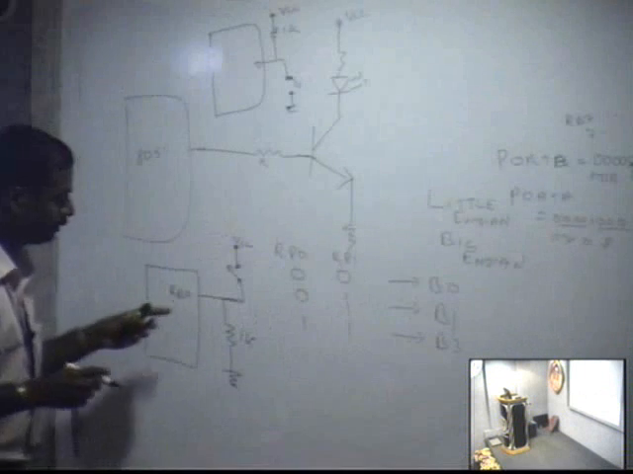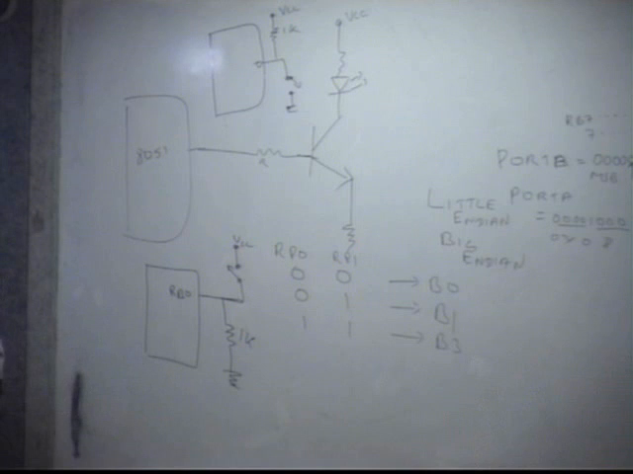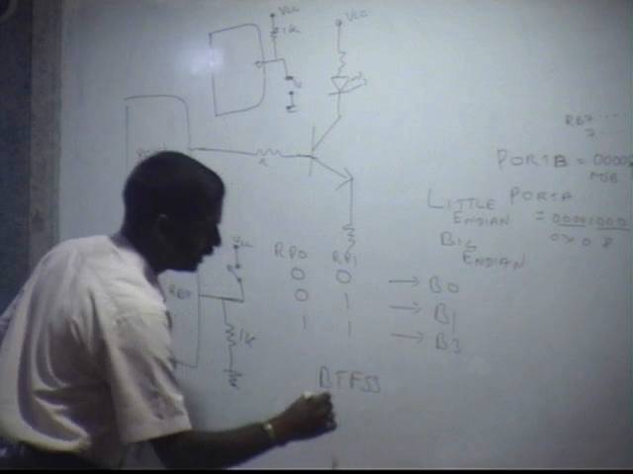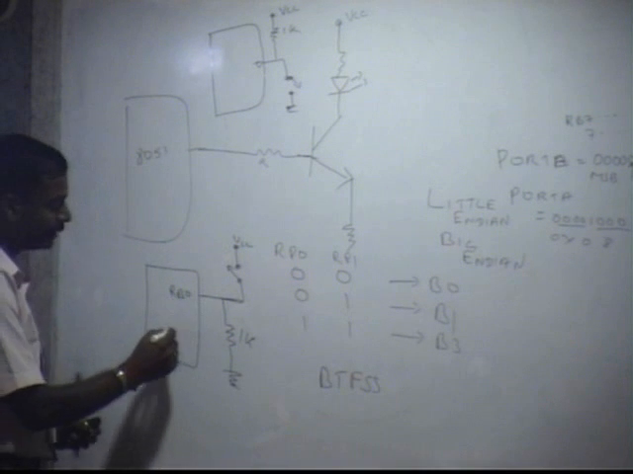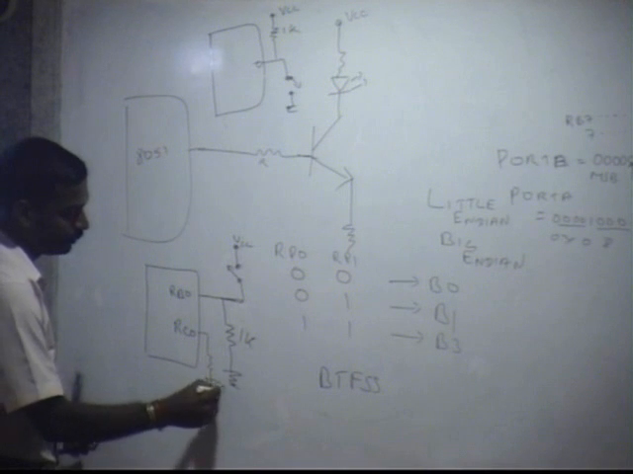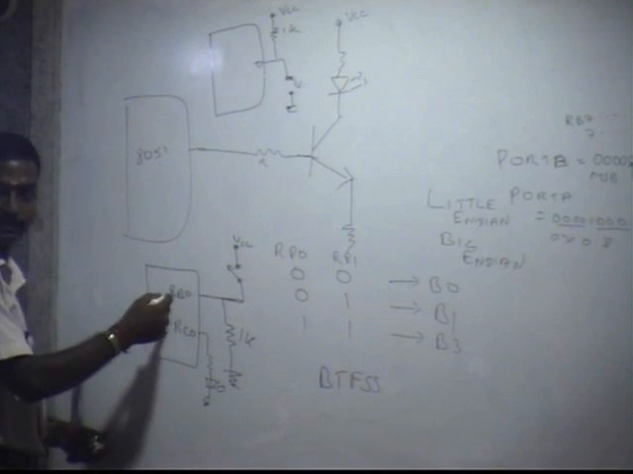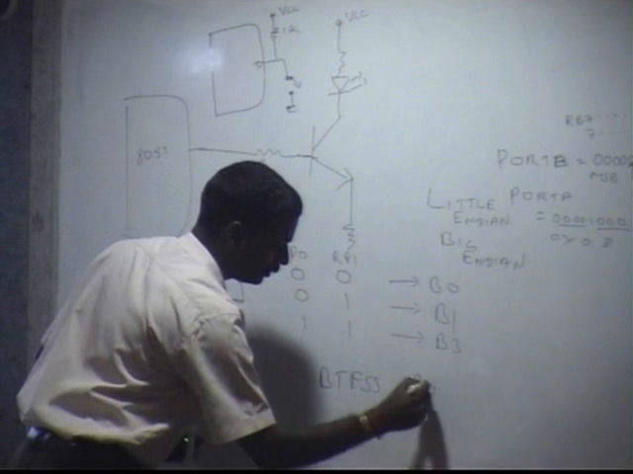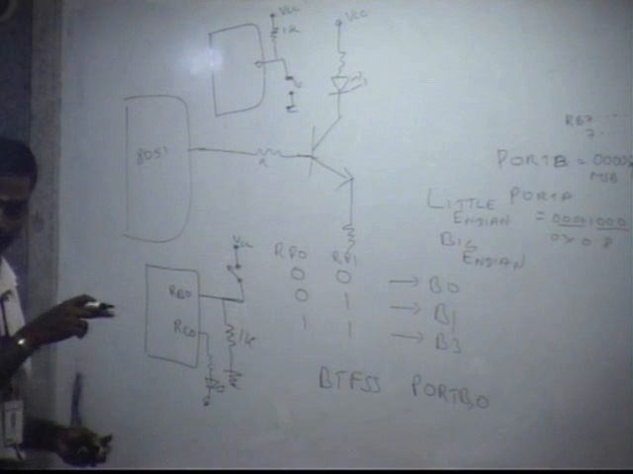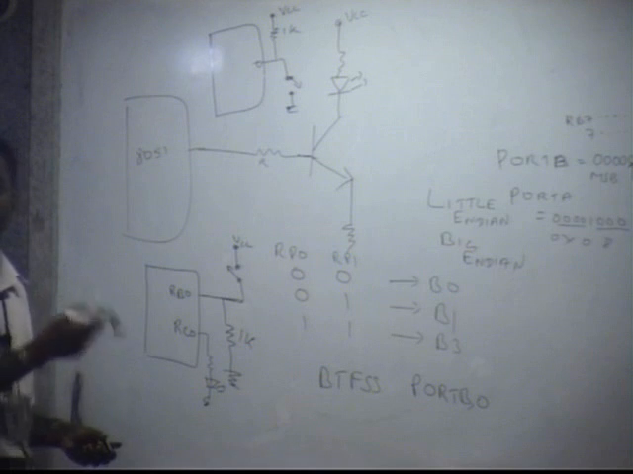Whenever I press a switch, I need to make one LED glow. So how will I write it? I need BTFSS. I am connecting the switch to RB0, and my LED is on RC0. So for BTFSS, which bit do I need to test? Port B, 0th bit. So PORTB, 0. I am checking whether that bit is set. If it is set, it will skip the next statement.